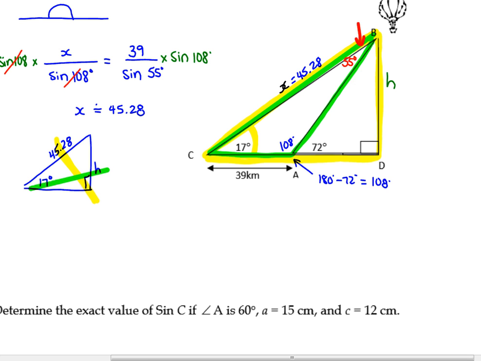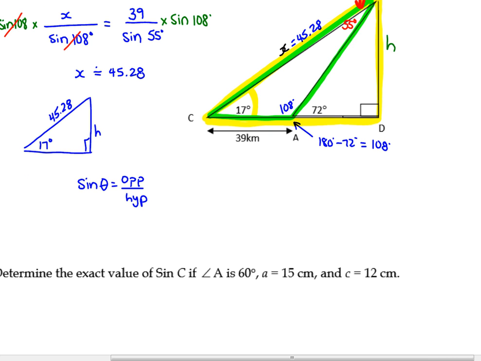So you can set this up with sine law. Sine law will work with a 90-degree angle because sine of 90 is just 1. So it works out to be an identical thing to SOHCAHTOA. Or, because it's a right triangle, we can just use sine of an angle equals opposite over hypotenuse. Sine 17 equals h over the 45.28.